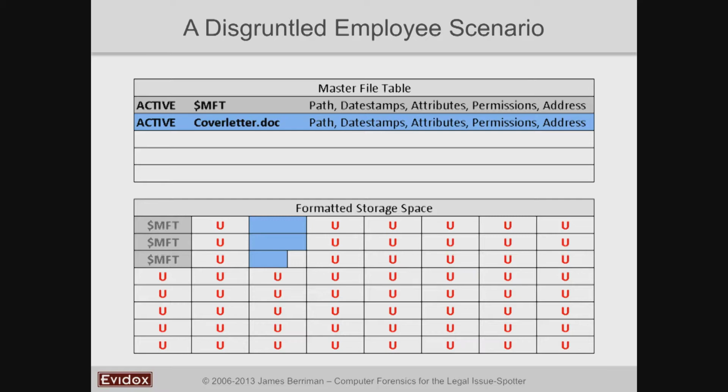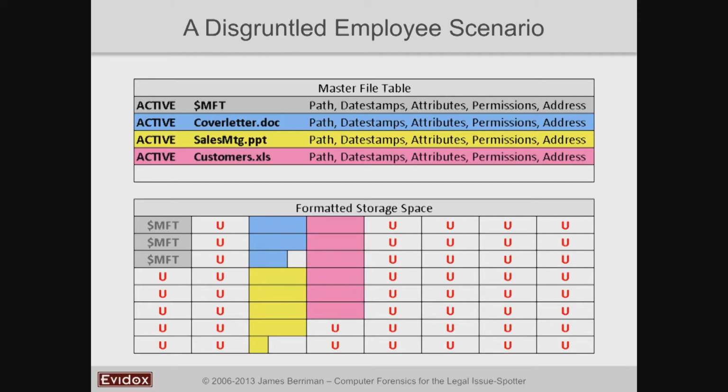So that's blue. So the employee is drafting that, and it's not done yet, so they stop, but they do something else, and they copy down a sales meeting PowerPoint. Let's say they copy it off the network, and they copy it onto this memory stick. So now you have two files. One's blue, which is the cover letter. One's yellow, which is the PowerPoint. Now, they copy down the customer list, which is an Excel spreadsheet. So the Excel spreadsheet now occupies a bunch of space on our memory stick.